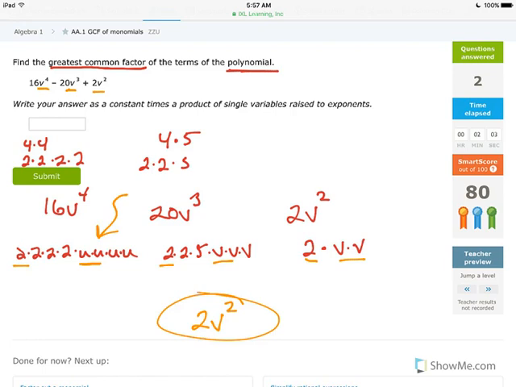So again, not to confuse you, let's actually erase this and fix it. So these were originally supposed to be v's, not u's. So 2v to the second.